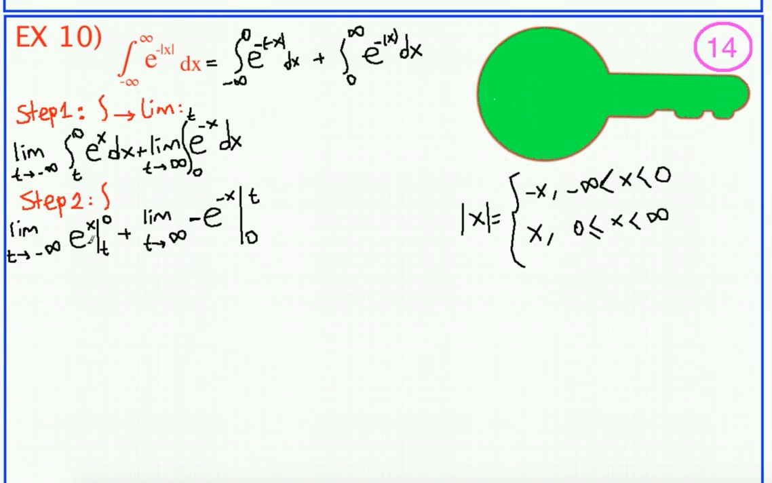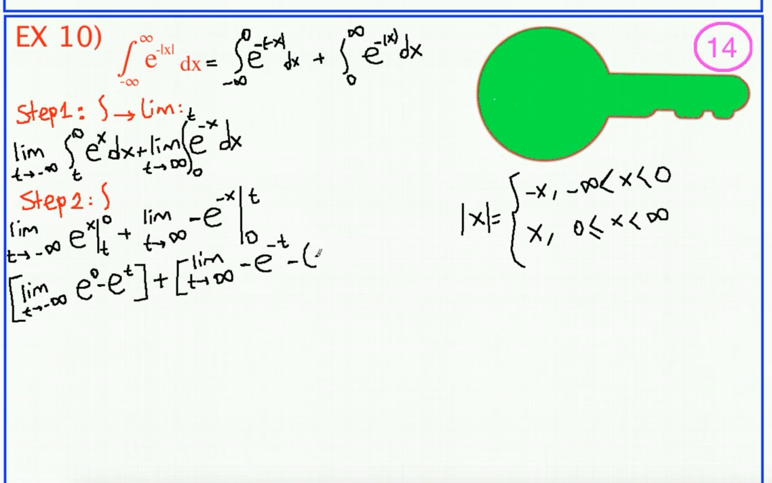And now we're going to plug in our upper and lower boundary, f of b minus f of a. So our first integral will be the limit as t is approaching negative infinity. Our upper boundary is 0, so e to the 0 minus e to the t. This is our first integral, plus our second integral, the limit as t is approaching positive infinity. Our upper boundary is t, negative e to the negative t, minus our lower boundary 0, negative e to the negative 0, which is just 0. Okay, let's clean up. e to the 0 is 1, e to the 0 is 1.